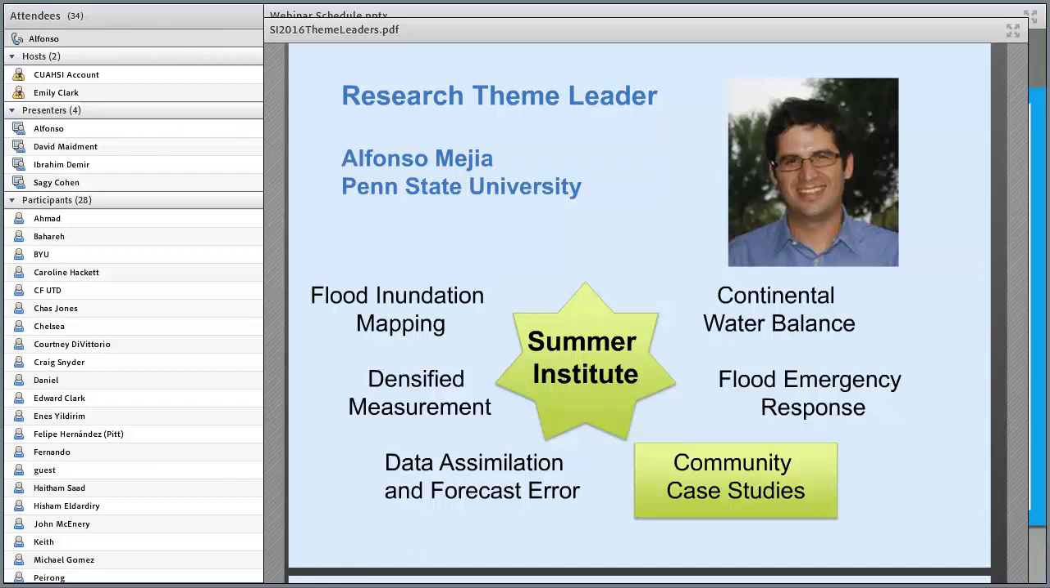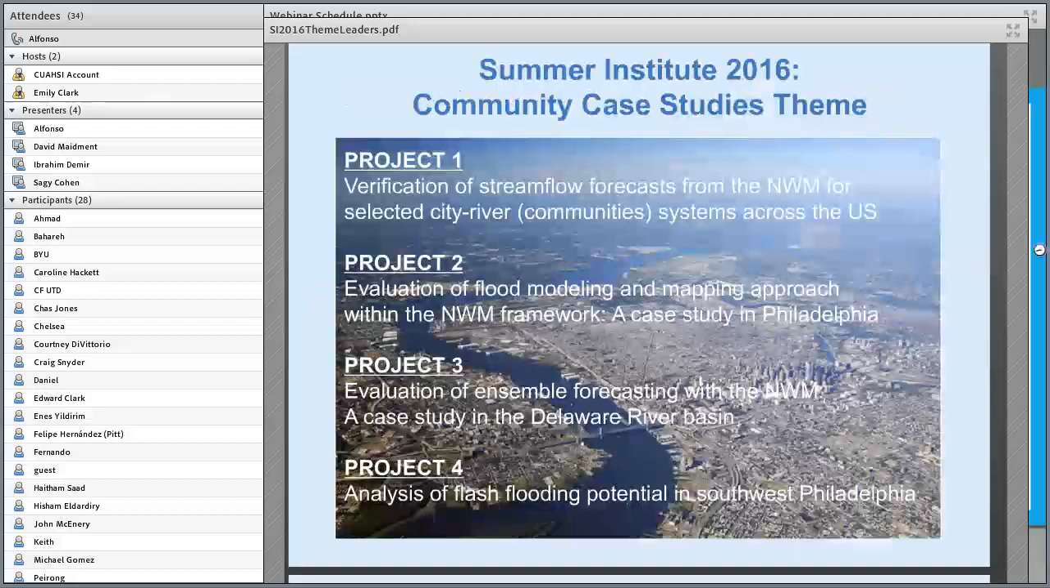So really the main objective with this theme is basically to implement some of the outputs from the National Water Model to examine flooding in specific communities. And what we hope is that what we learn from these community-specific implementations can help to inform the continental scale efforts. So to meet this objective, we identified four proposed projects. The first project consists of verifying a stream flow forecast from the National Water Model for selected city river systems across the U.S.